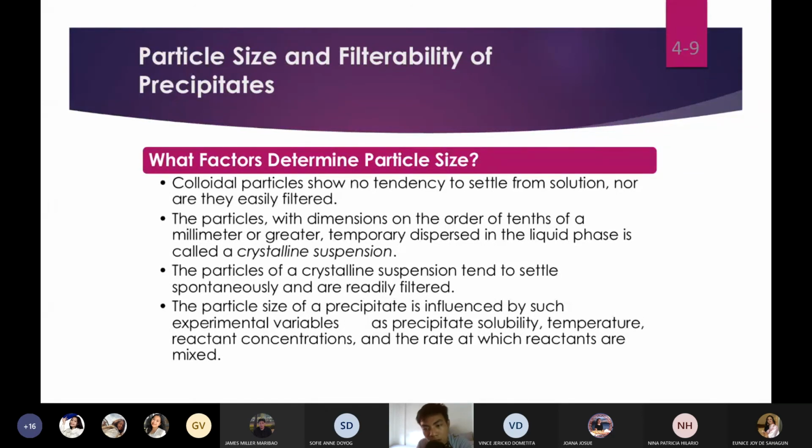Pwede lagyan mo siya ng suka, no? Lagyan mo siya ng acid, lagyan mo siya ng base so that they will clump together. Tapos yung clumps na yon, pwede mo yun i-scoop using spatula. So, pag nakuha mo na yon, ido-dry mo na siya. Okay? Pwede naman baguhin mo yung temperature.